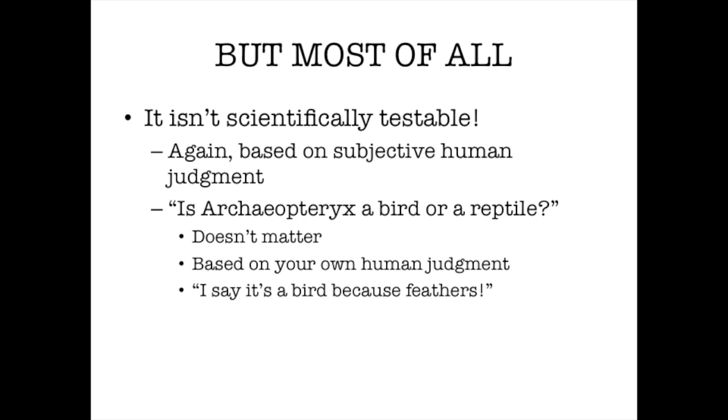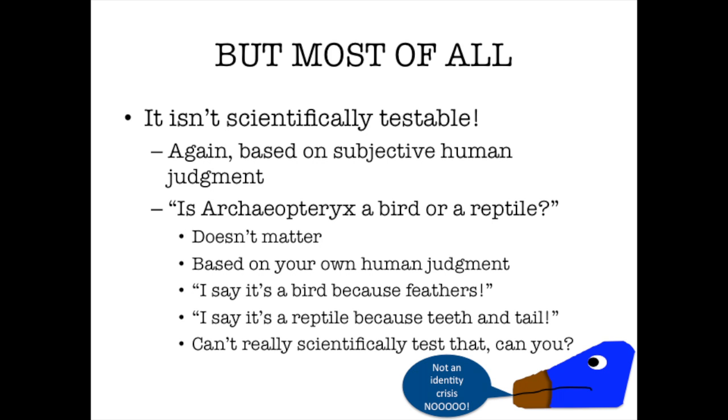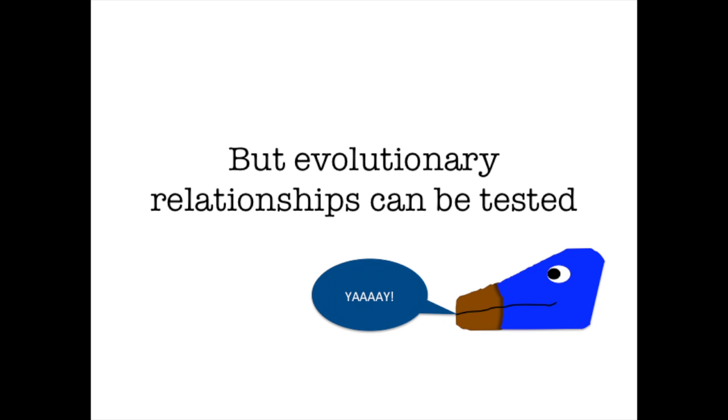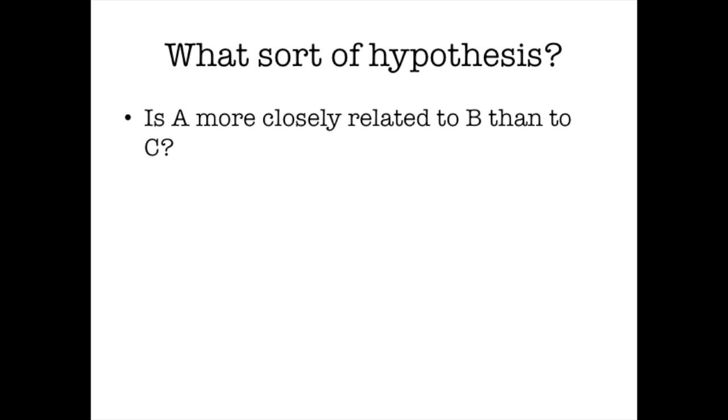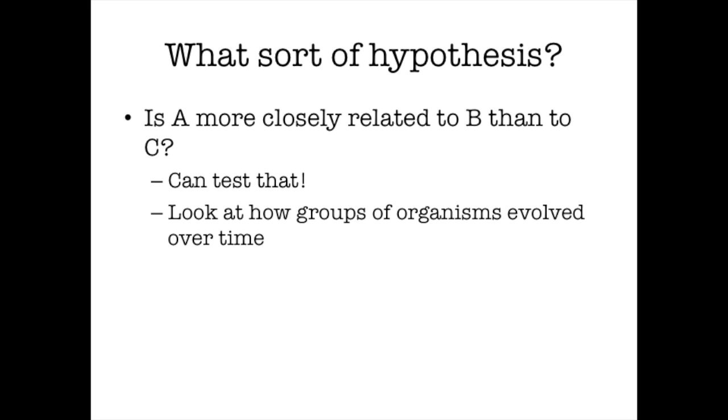So someone could be like, Archaeopteryx has feathers, that means it's a bird, and someone else can be like, well, it has a bony tail, it can't fly, and it has teeth, and be like, it's not a bird, it's a reptile, and then poor Archaeopteryx is given an identity crisis because there is no correct answer to that question. But evolutionary relationships can be tested. Is organism A more closely related to organism B than to organism C? We can actually test that using the scientific method and looking at how groups of organisms evolved over time.